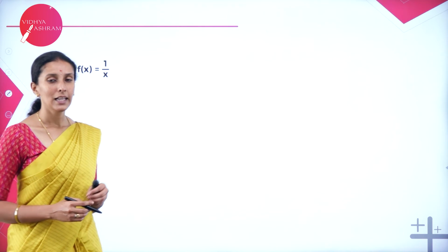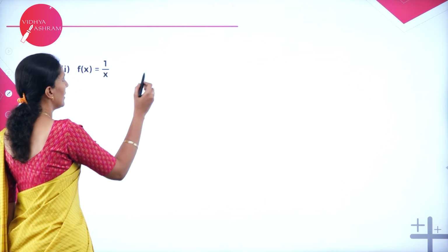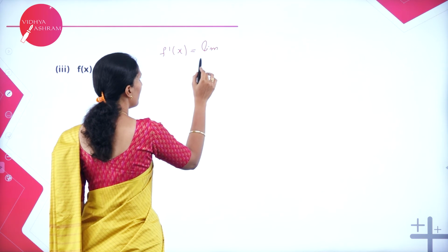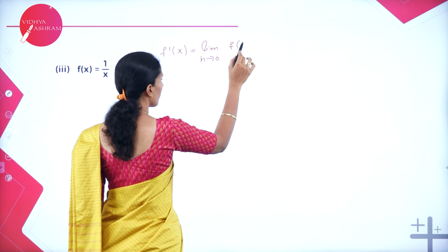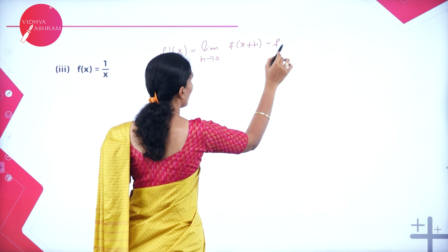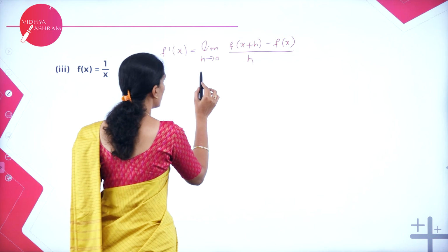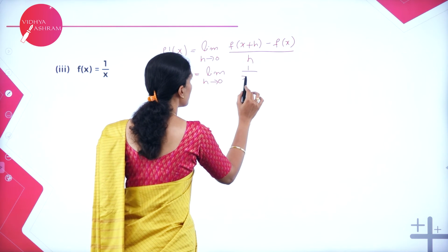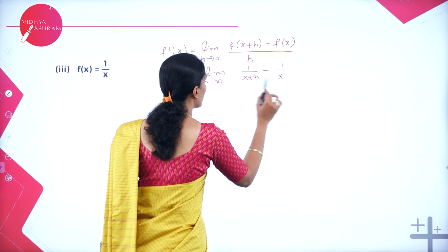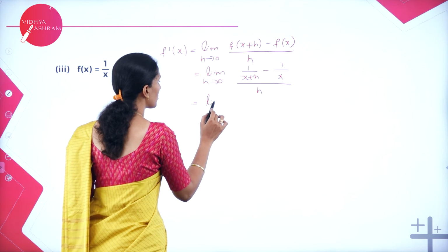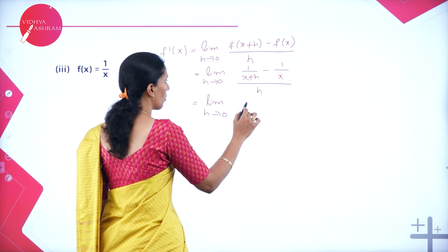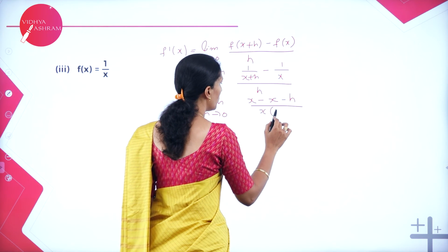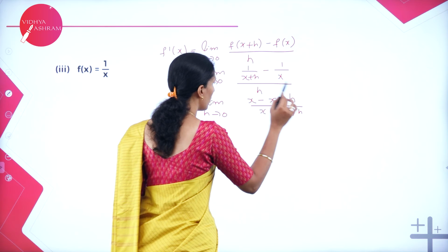We'll take one more example. Let us try f(x) is equal to 1 by x. Apply the first principle of derivative. f'(x) is equal to limit h tends to 0, f(x plus h) minus f(x) whole divided by h. So, it is limit h tends to 0, 1 by (x plus h) minus 1 by x whole divided by h. Now, limit h tends to 0, cross multiply: (x minus x plus h) divided by x into (x plus h), and this h comes to the denominator.